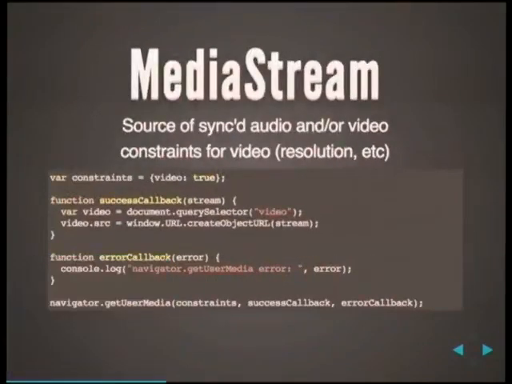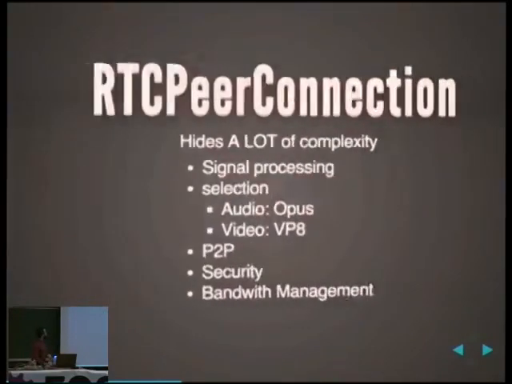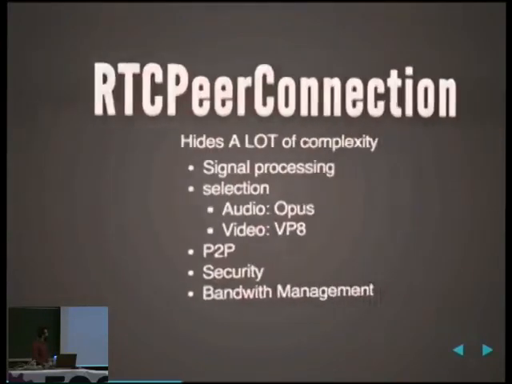The media stream is what you see here, it's actually called getUserMedia. What it gives you is a synchronized audio and video output. When you call navigator.getUserMedia, what you get back is a media stream of your camera and your microphone, synchronized. You can also pass constraints, like the resolution you want, or multiple resolutions. If you're on a mobile phone, you can choose what camera you want to use, etc.